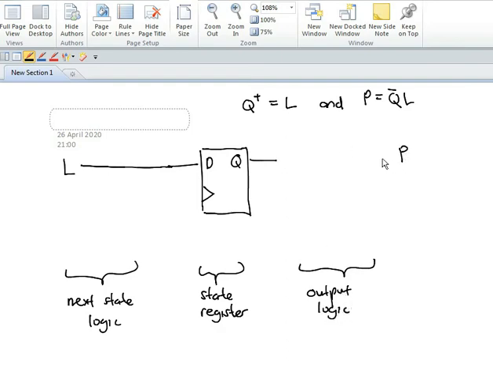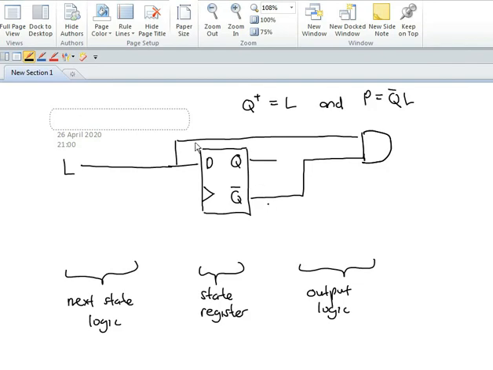We have a P, right? P is dependent on Q bar and L. So you're going to take the Q bar, and then we are going to AND it with the L. So AND gate, Q bar and L, like that. So that's your P. So this right here is your output logic, right?